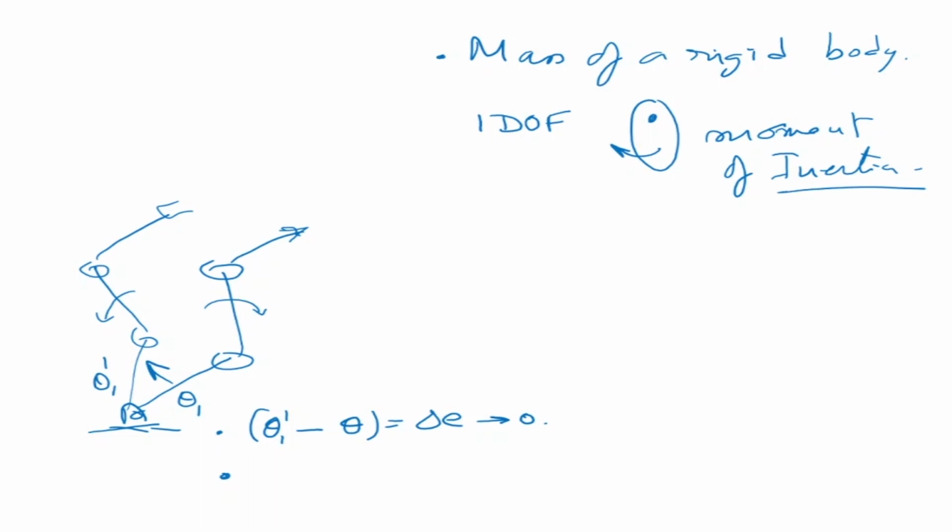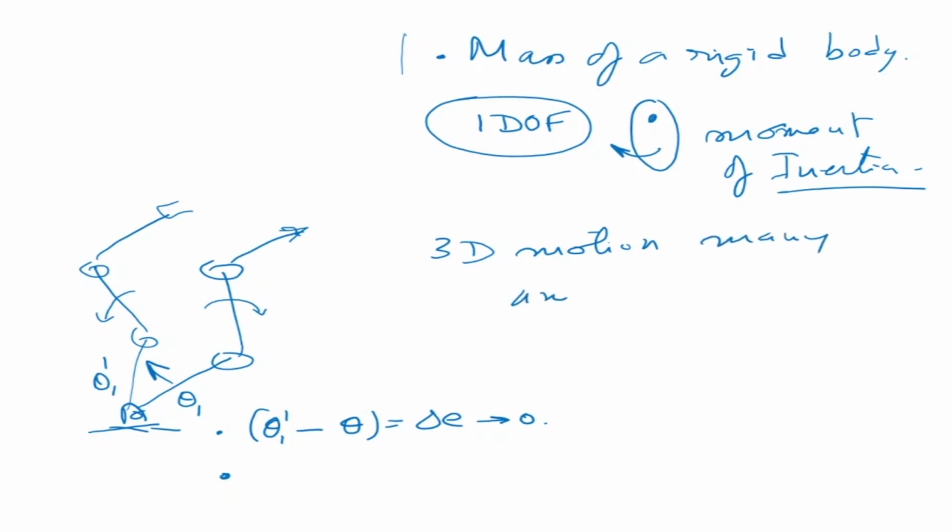So for 1 DOF, one link is rotating like this, we can talk about the moment of inertia. Now, in 3D, the body can be rotating about a very large number of axes. 3D motion of a body, which is not constrained like this, can have many axes of rotation. So in case of this 3D body, we need some way to characterize the mass distribution of the body.